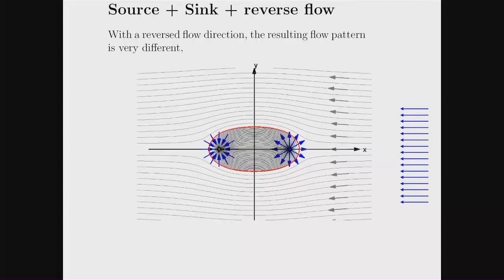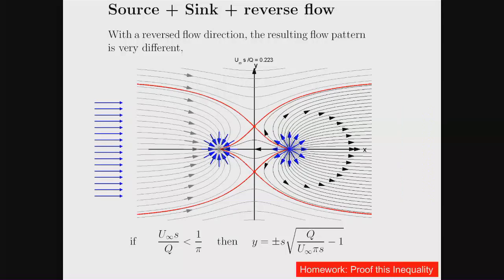Now, if we have a reverse flow direction, if our uniform flow is moving from left to right, you're going to have a very different flow pattern. The flow pattern will look like this, and this flow field depends on the parameter U infinity S over Q.